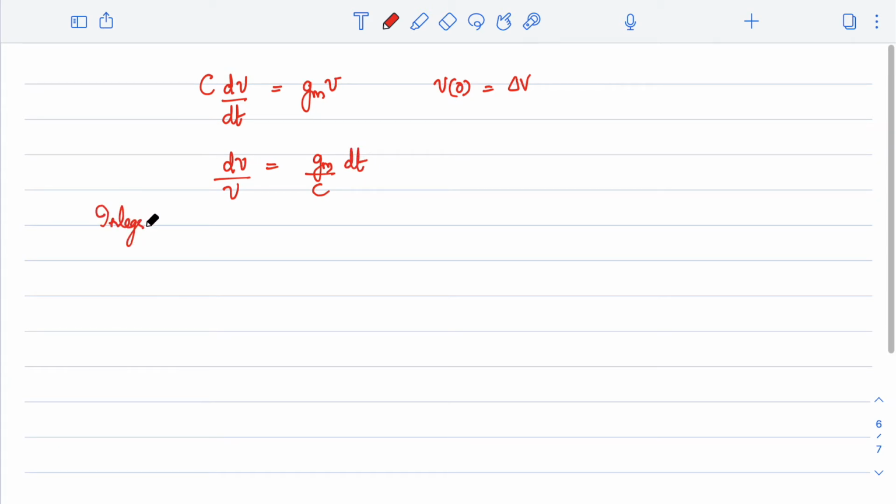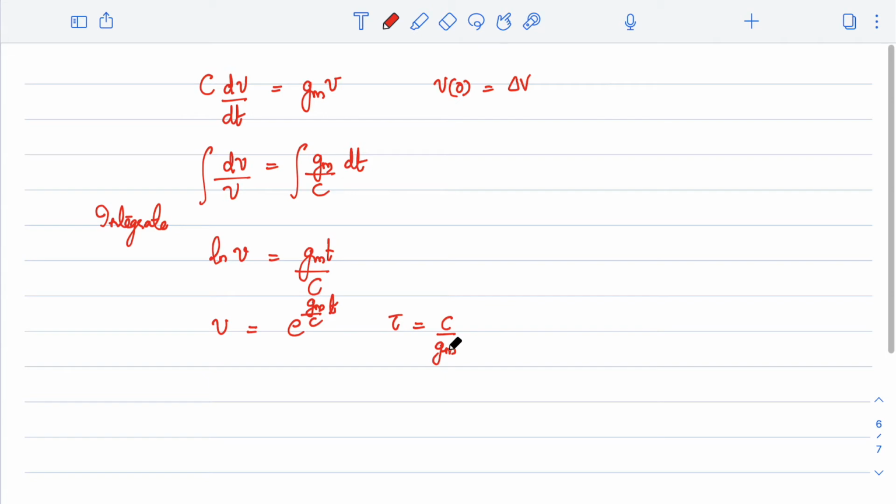All right, now if I integrate, what I'll get here is ln of V is equal to GM t by C. Therefore, if I write voltage V, I can write this as e to the power of GM by C into t, where I can call tau in this case as C by GM. Are you getting what I have done here?